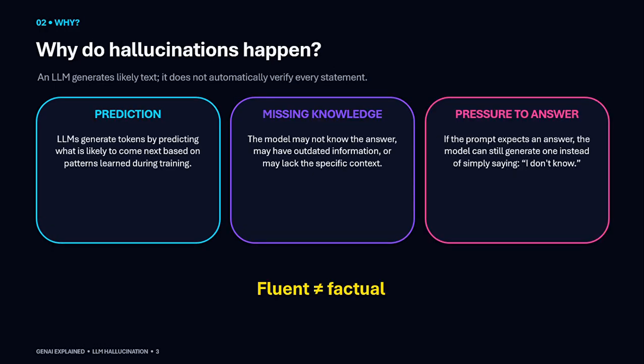So now let us have a look, why does it happen? An LLM mainly works by predicting the next likely token based on patterns it learned during training. It is not automatically checking every statement against a reliable database. So if the model does not have enough information or does not have the right context, it can still generate an answer that sounds reasonable. So that's why one important thing to remember is fluent does not always mean factual.